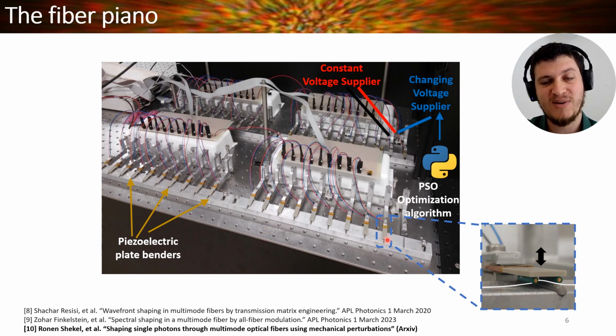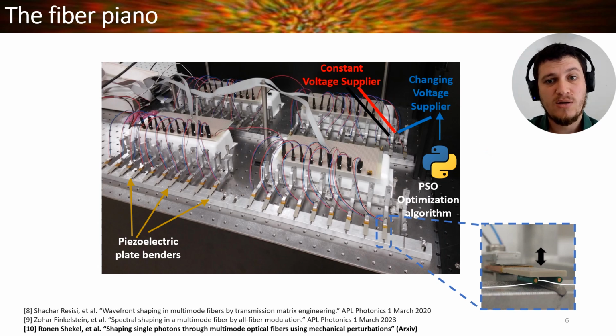We have these piezoelectric actuators, a few tens of them going along a multimode fiber. Each actuator can go up and down, creating three-point contacts with the fiber, which induces bends on the fiber. And we use an optimization algorithm, namely PSO, particle swarm optimization, in order to search for a good configuration of perturbations, which will, for instance, localize the distribution of the single photon to a single spot.